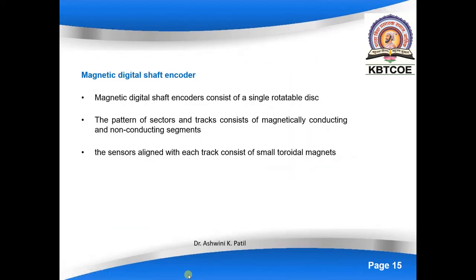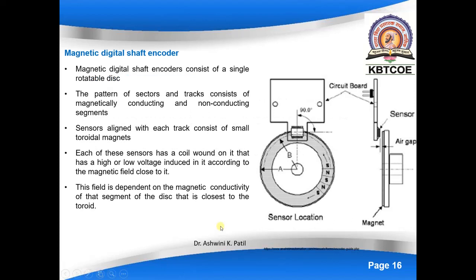Magnetic digital shaft encoder. A magnetic digital shaft encoder consists of a single rotatable disc, with a pattern of sectors and tracks. It consists of magnetically conducting and non-conducting segments, and the sensors aligned with each track consist of small toroidal magnets. We can see here in this diagram. So this is a disc, and the pattern of sectors and tracks consists of magnetically conducting and non-conducting segments. These are the different segments actually.